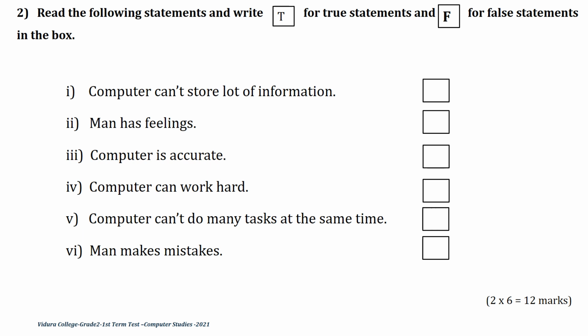Roman number 1. Computer can't store lot of information. If it is a correct statement, you have to write T. If it is a false statement, you have to write F.